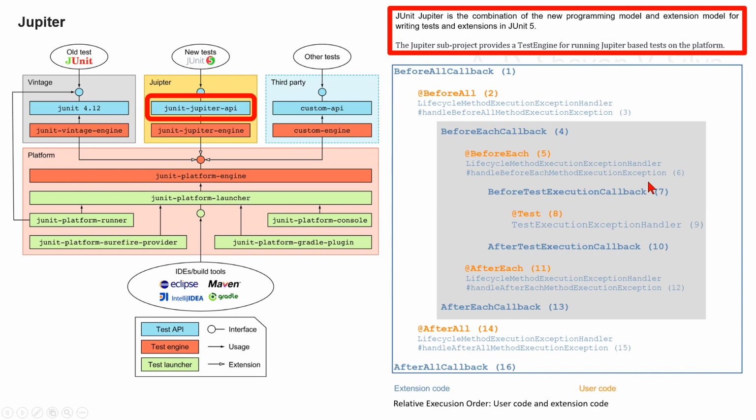Default void handleBeforeEachMethodExecutionException(ExtensionContext, Throwable) in interface LifecycleMethodExecutionExceptionHandler. Handle the supplied Throwable that was thrown during the execution of the @BeforeEach lifecycle method.